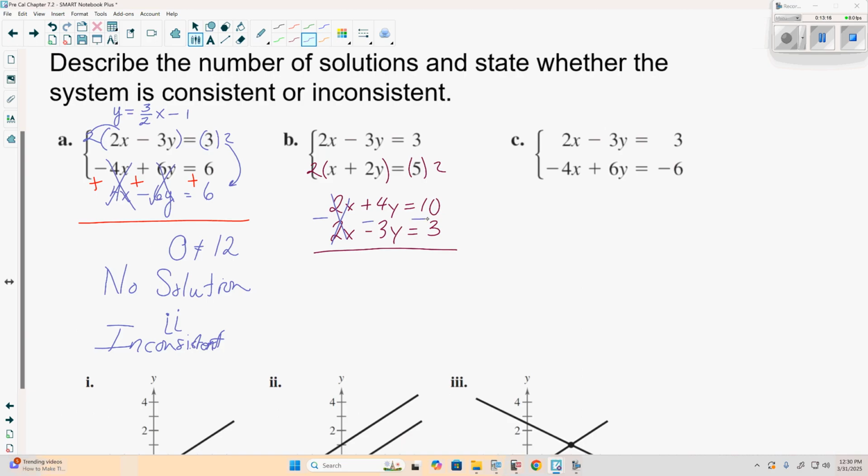If the signs are the same, we subtract. If the signs are opposite, we add. 4y minus negative 3y. Negative negative makes a plus. 4y plus 3y is 7y. 10 minus 3 is 7, so y is equal to 1.